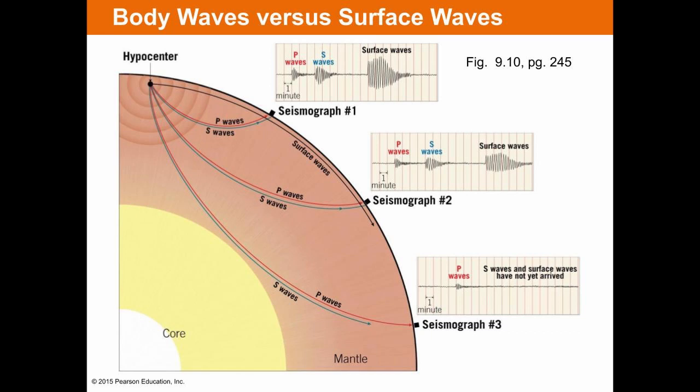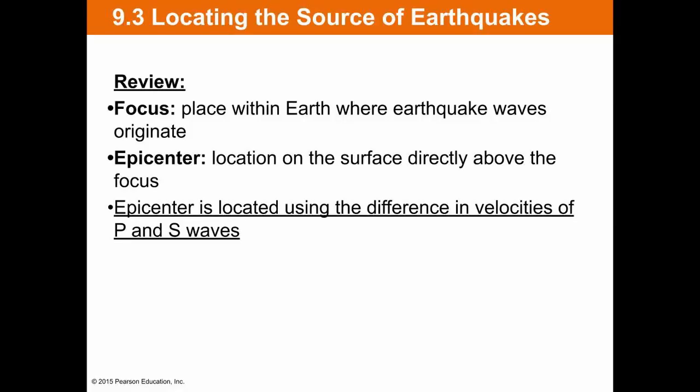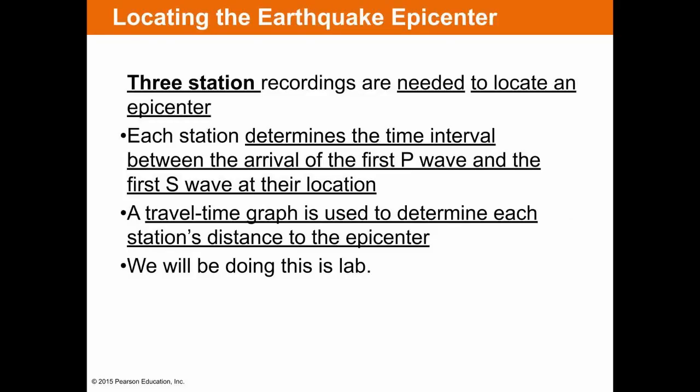Very cool science. As I was stating previously, and to review, the focus, where the earthquake actually took place inside the Earth, and the epicenter, the surface location directly above the focus, or hypocenter, can be determined using the different velocities of P waves and S waves, and I guess technically surface waves, and a bit of math: velocity, distance, and time, and all that stuff. This three-station approach allows you to triangulate what's going on.